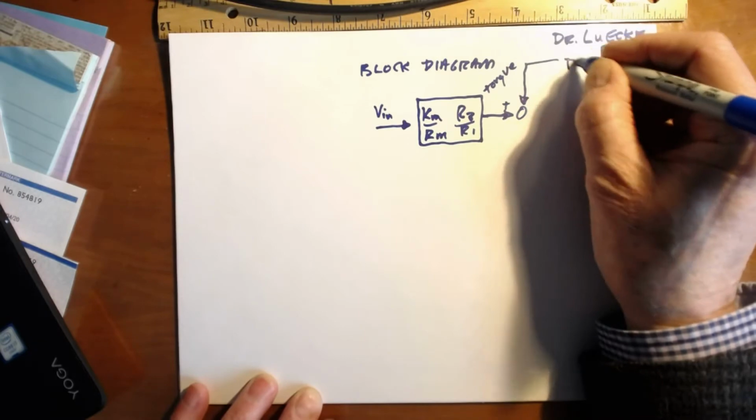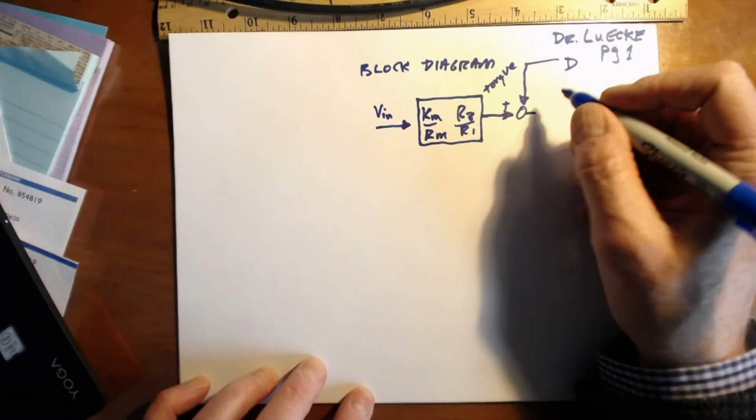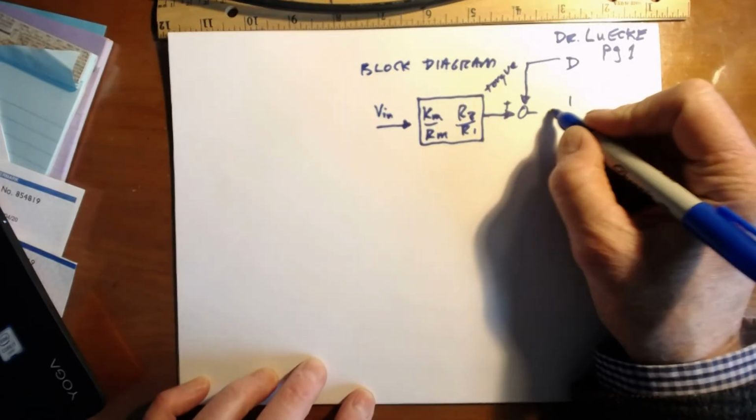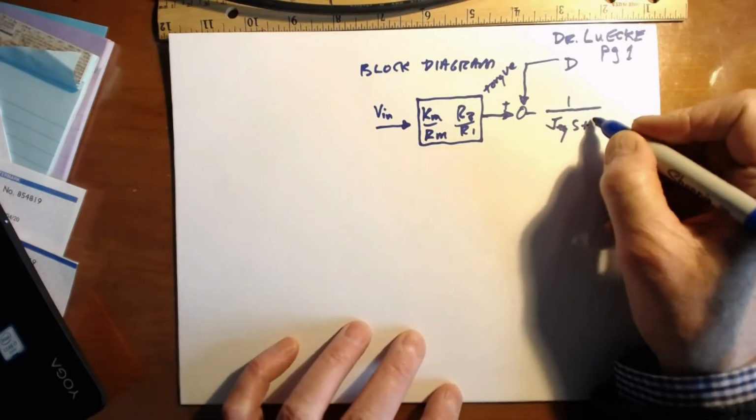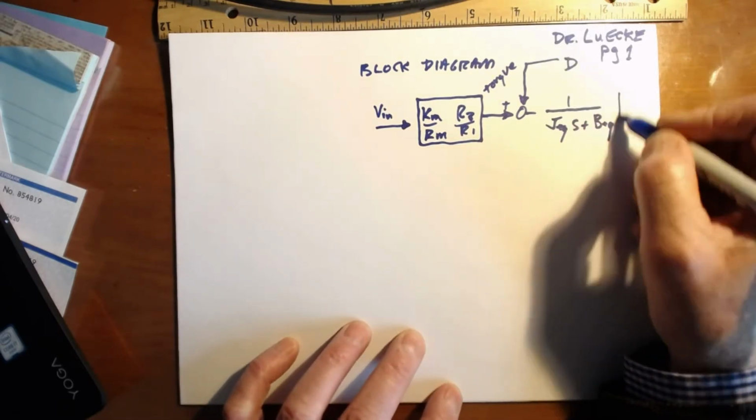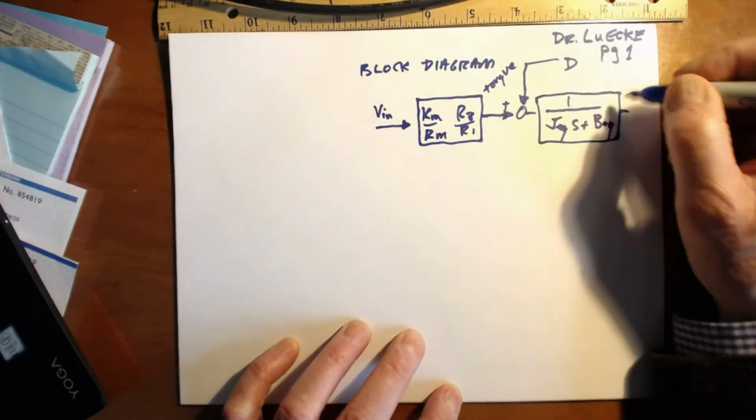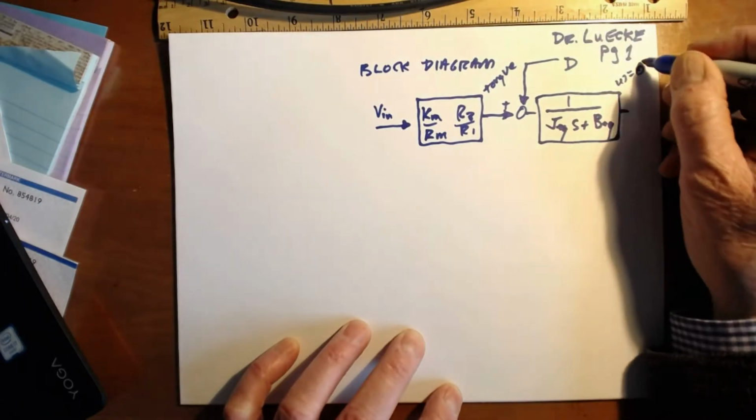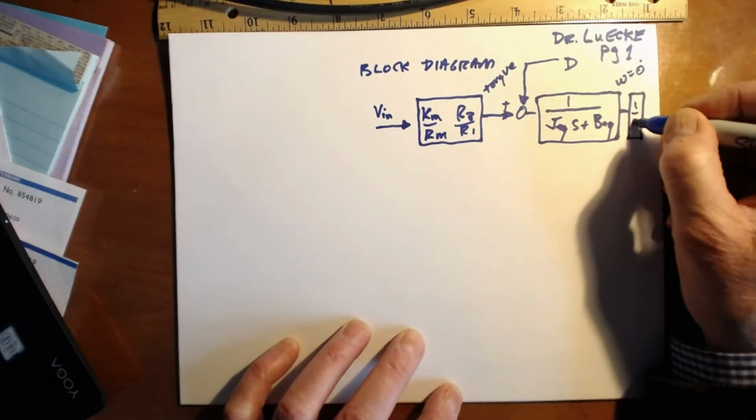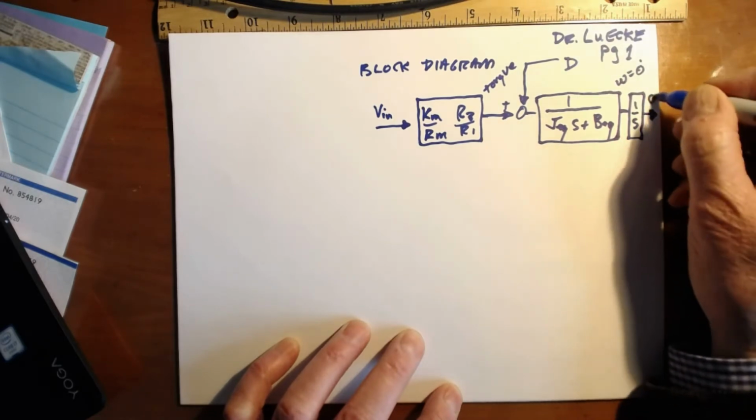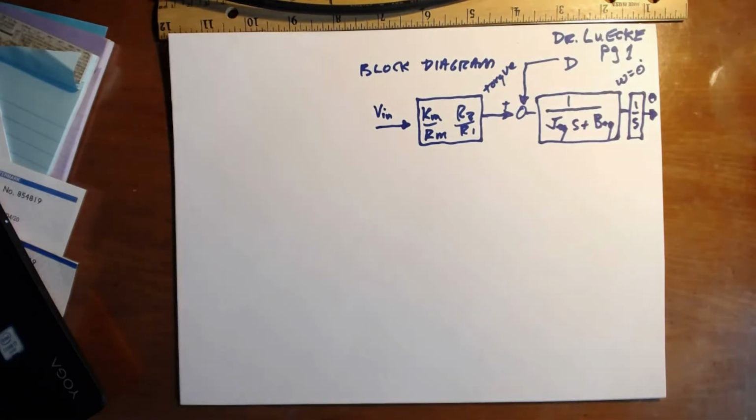Any external disturbance on the motor also gets summed at this point. We're going to go in here and look at our motor dynamics that we've developed, J equivalent S plus B equivalent. So this takes us to the motor speed, omega equals theta dot. And then I'm going to integrate that, and that gives me theta, the output angle of the motor.